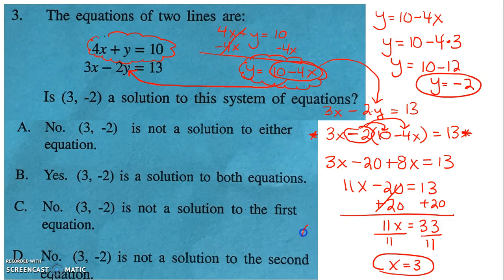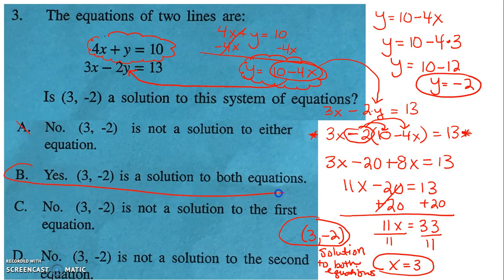So I just found that 3 comma negative 2 is a solution. It's the only solution to both equations. It's the only ordered pair that when we substitute that ordered pair into each original equation will be true. It's where those two lines would cross if we graph them. So, yes, it's a solution to both equations.